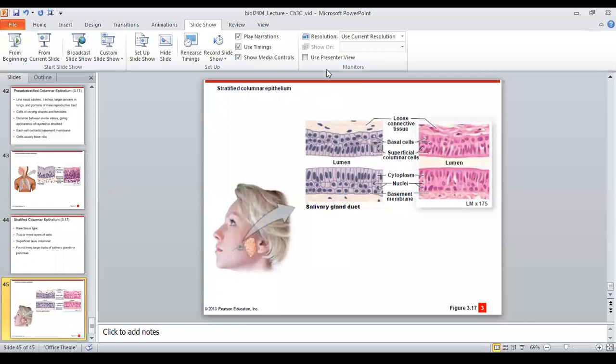All right, and that is epithelial tissue. So we've now got background information on tissues in general. We've got epithelial tissue, and then what we're going to talk about next is connective tissue.